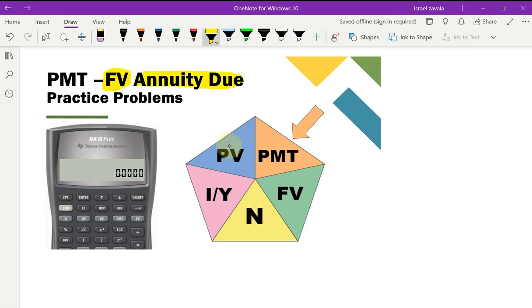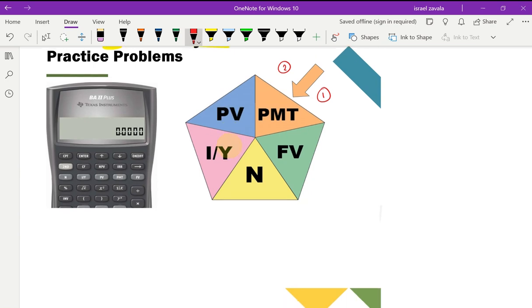Previously, we had covered ordinary annuity. So payments are broken up into two different types, ordinary annuities and annuity dues. Okay, so I will explain what an annuity due is. Why don't we go ahead and get started?